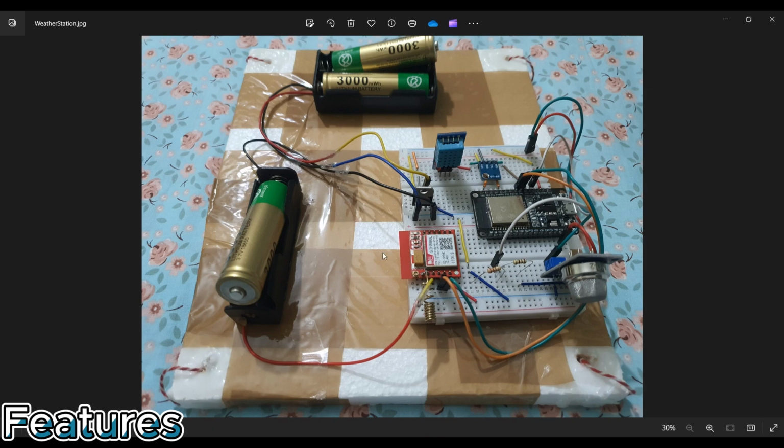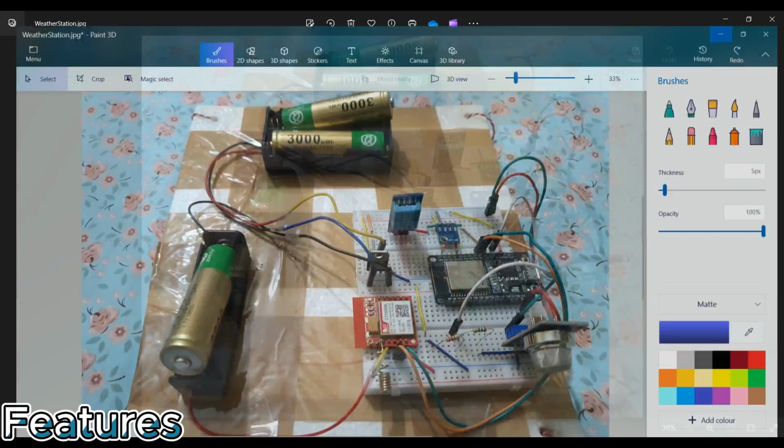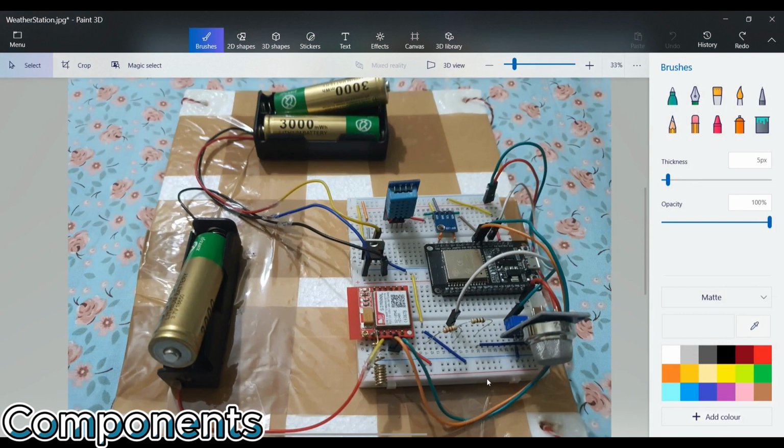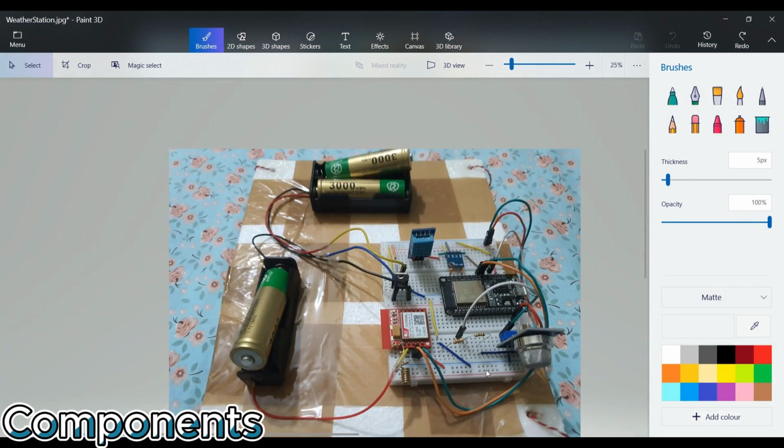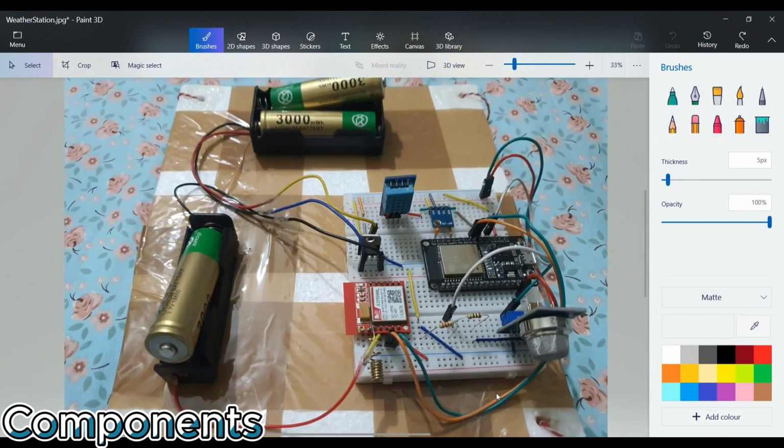So right now I would like to dive into the description of the components that I've used here. So I'm going to paint. As you can see, this is my bottom plate that is to be attached to the landing gear of the drone, and right now I'm going to talk about the components that I've used here.